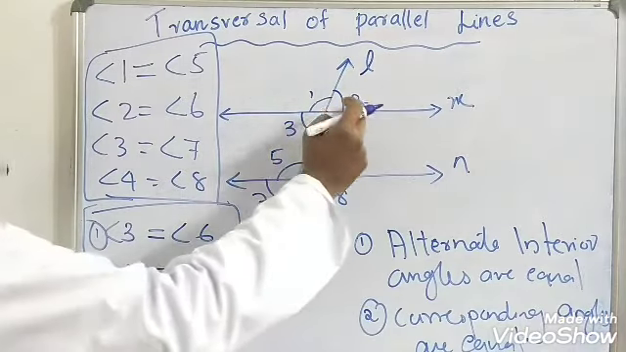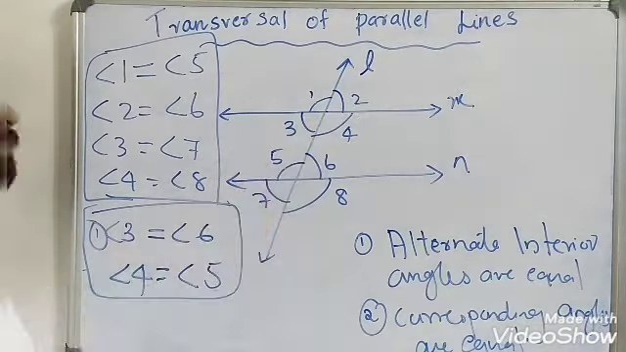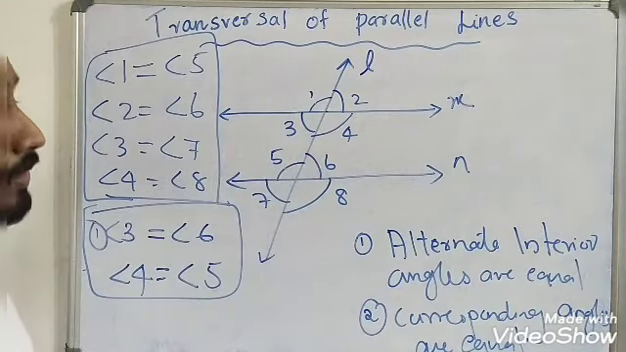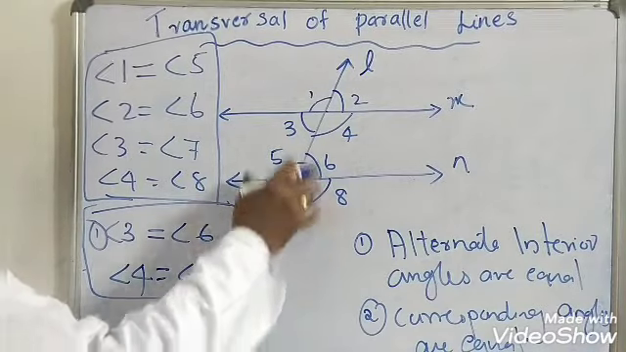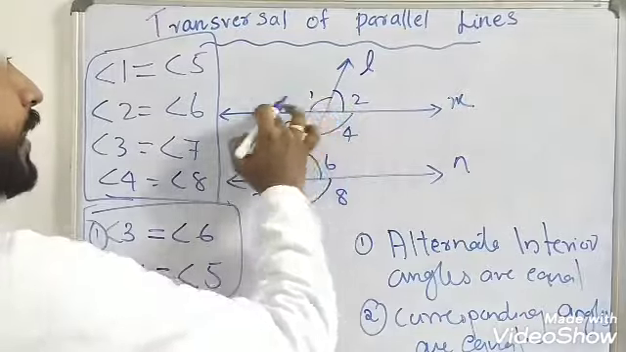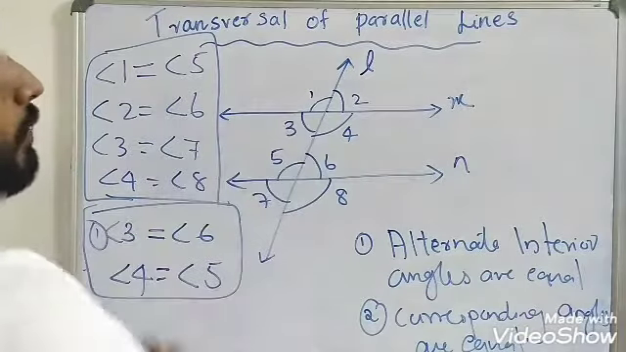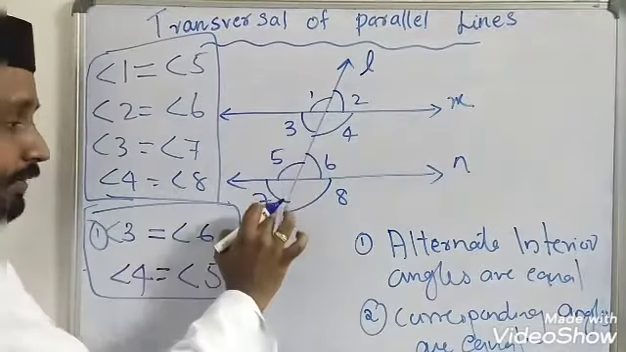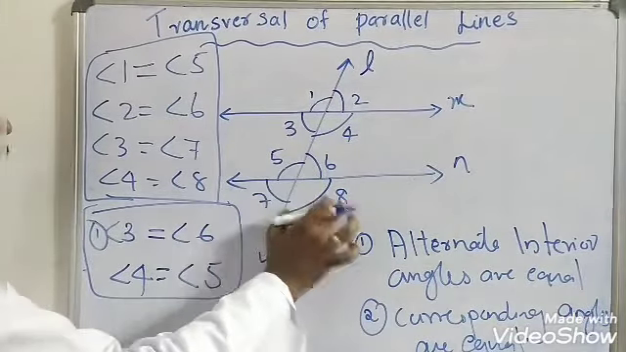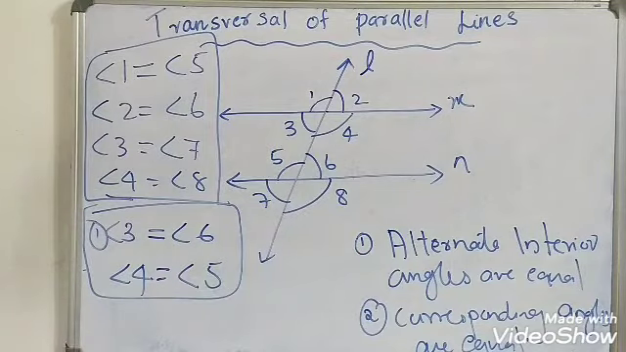So 1 plus 2 is 180 degrees, 3 plus 4 is 180 degrees, 5 plus 6 is 180 degrees, 7 plus 8 is 180 degrees. These two adjacent angles, 1 plus 3, are also a linear pair, so 1 plus 3 equals 180 degrees. 2 plus 4 is also 180 degrees, 5 plus 7 is also 180 degrees, and 6 plus 8 is also 180 degrees.